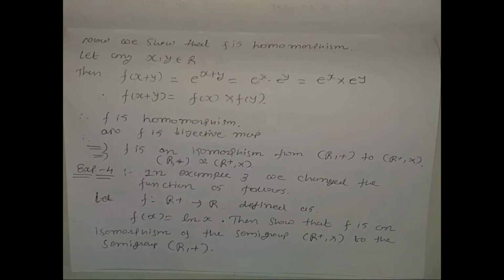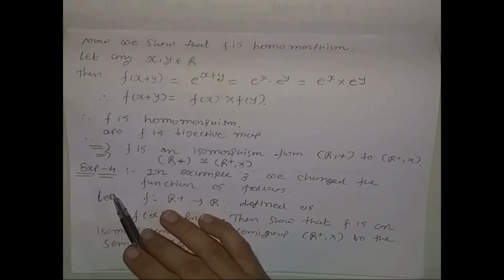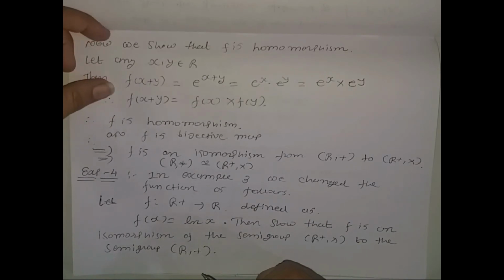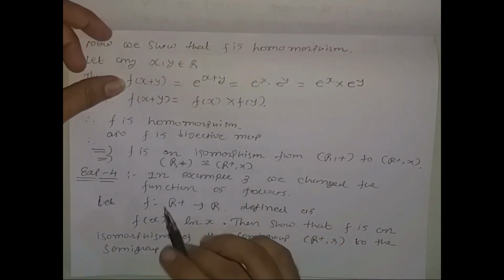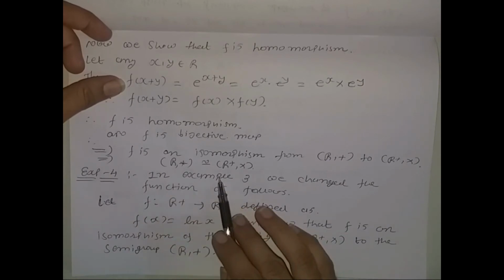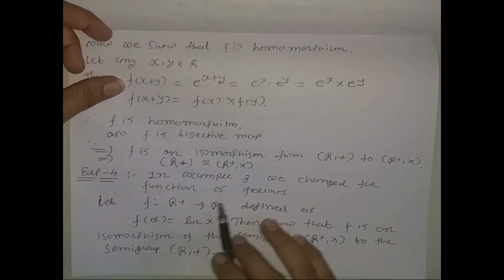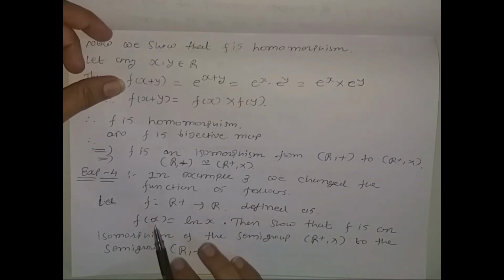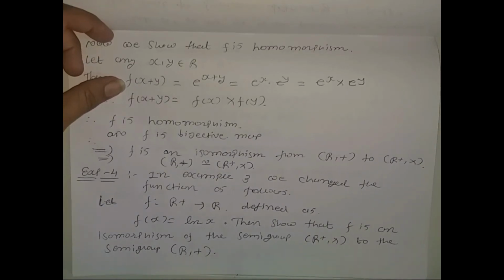Now this similar example is example number 4, in which we have reversed the domain and codomain and also changed our function. In example number 3 we change the function, okay, f from r plus to r, defined as f of x is equal to ln x, then show that f is an isomorphism of the semigroup r plus product to the semigroup r plus.